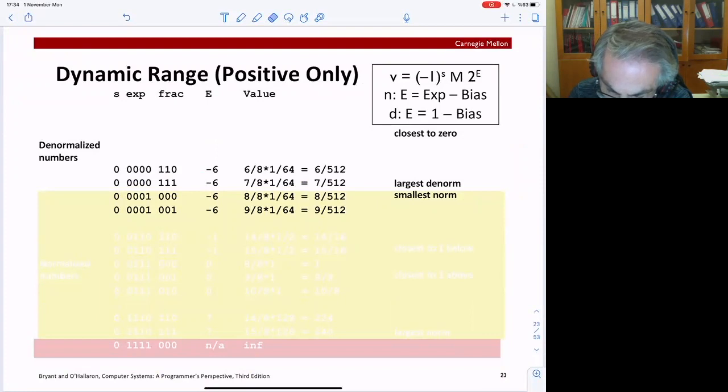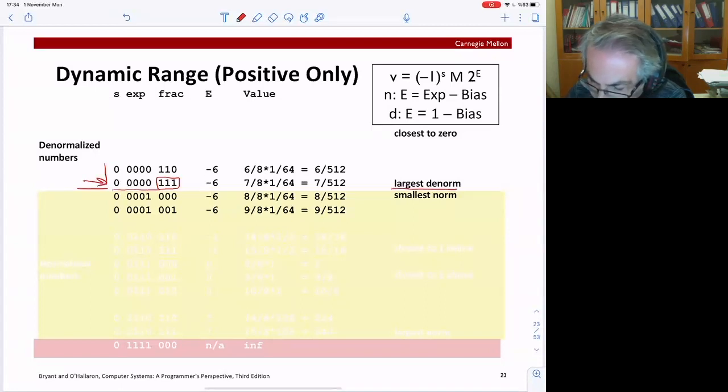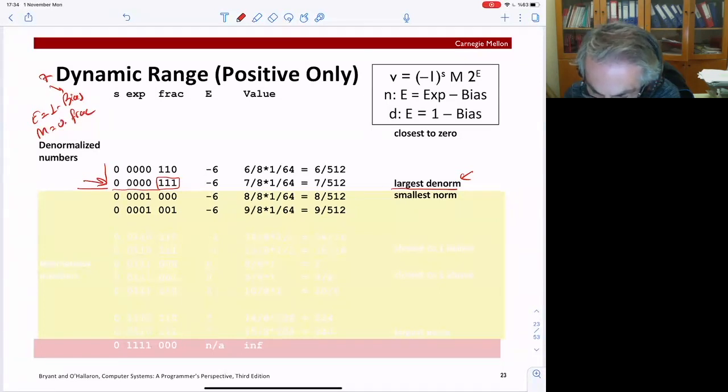You can see that by incrementing this, I am in the denormalized mode here. I can continue until my fraction becomes 1, 1, 1. This number is the largest denormalized number; I cannot have a denormalized number larger than this. Remember, in the denormalized case, E is equal to 1 minus bias, bias was 7, and M is 0 dot frac. When we do this, the fraction is 1, 1, 1, so this is 7 over 8.